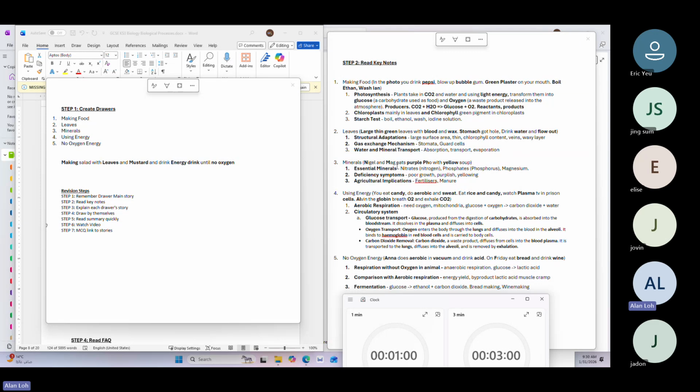Now, with these two simple tests, you already have a framework or an idea. What is this chapter about? What are biological processes about? Biological processes is about photosynthesis. It's about the structure of the leaf. It's about how minerals are important, or what deficiency they cause in plants. It's about using energy. How do you use the energy? Respiration. How do you create the energy, right? And it's about respiration that does not use oxygen, like anaerobic respiration and fermentation, right?